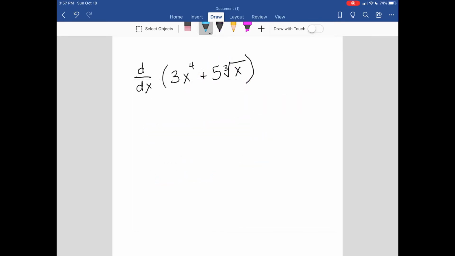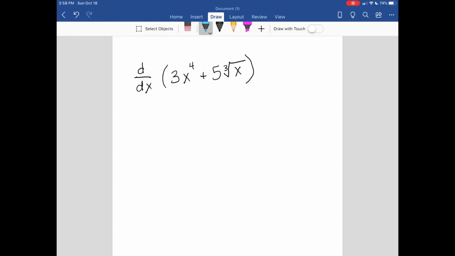So with that application, that means if I have multiple terms within my expression and I'm asked to derive it, I can derive each one independent of the other. So here's an example of one. If we were asked to derive that expression, we would use our power rule.